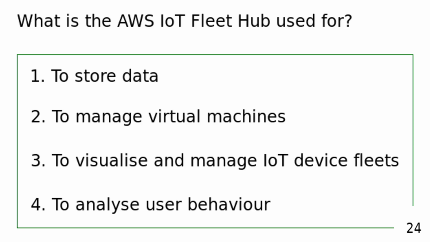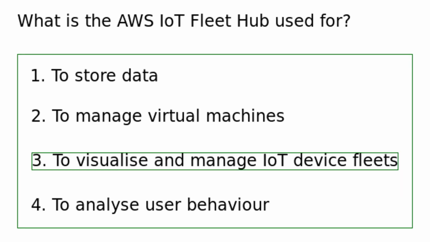What is the AWS IoT Fleet Hub used for? To store data. To manage virtual machines. To visualize and manage IoT device fleets. To analyze user behavior. AWS IoT Fleet Hub is used for visualizing and managing fleets of IoT devices.